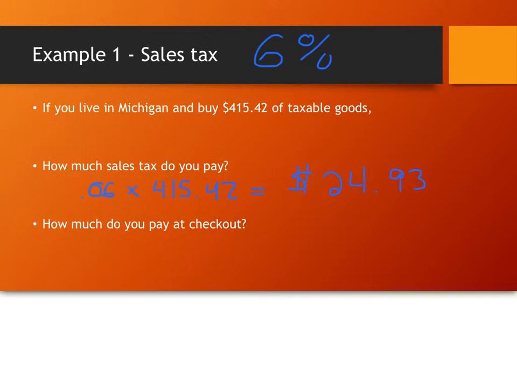Now this is the amount of tax you pay, but your bill at checkout is going to be your original amount of taxable goods plus the sales tax. So if you take the $415.42, add on the sales tax, you're going to get $440.35. Hopefully you've caught that, $440.35.